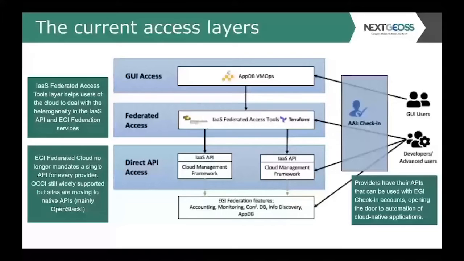And this approach opens the doors for automation of cloud-native applications, and the federated access tools that we built help users to deal with the heterogeneity of the infrastructure that is part of the EGI Federation. So users and developers can access the EGI FedCloud at different layers, either using a GUI, a graphical user interface, which is at the top layer there, or they can use their preferred orchestration tools such as Infrastructure Manager or Terraform, or they can directly access the infrastructure as a service using the APIs.